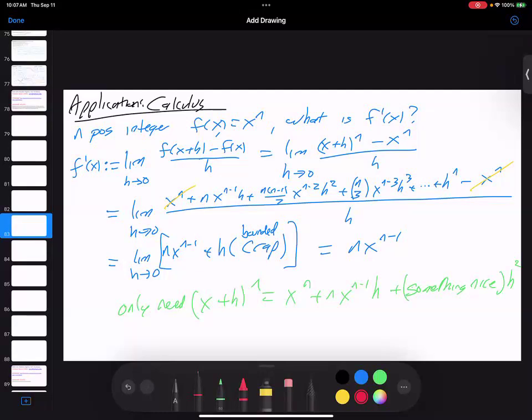If we want the derivative of x to the 3/2 or x to the square root of 2, we can't just use what we have above. What we have above only works when we have a positive integer because we're using the binomial theorem to expand out x plus h to the n. If I give you x to the 3/2, it is still 3/2 x to the 3/2 minus 1. But the proof is very different. And this is one of the big things to be careful about: when are you allowed to use a result?